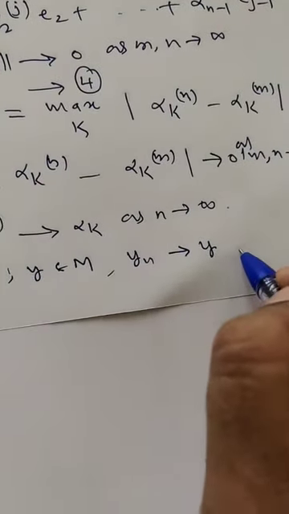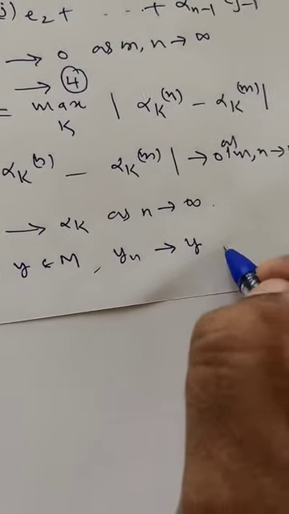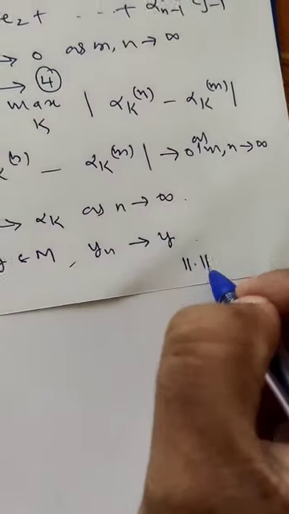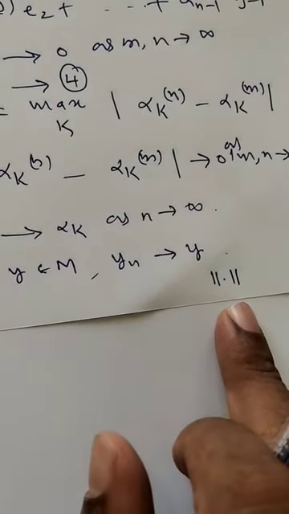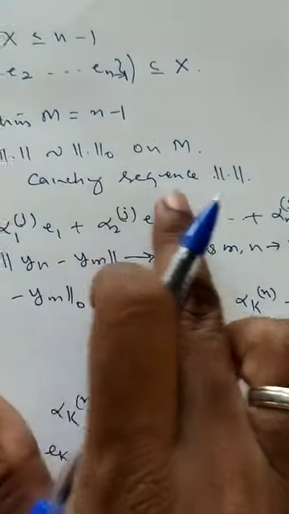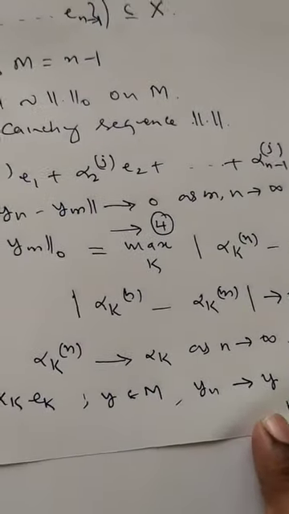But if it converges with respect to the zeroth norm, it also converges with respect to the standard norm, which we have written like this. Now we have taken a Cauchy sequence in M and this converges, which means M is complete. Therefore, we have proved that the subspace generated by the n minus 1 basis elements is complete.